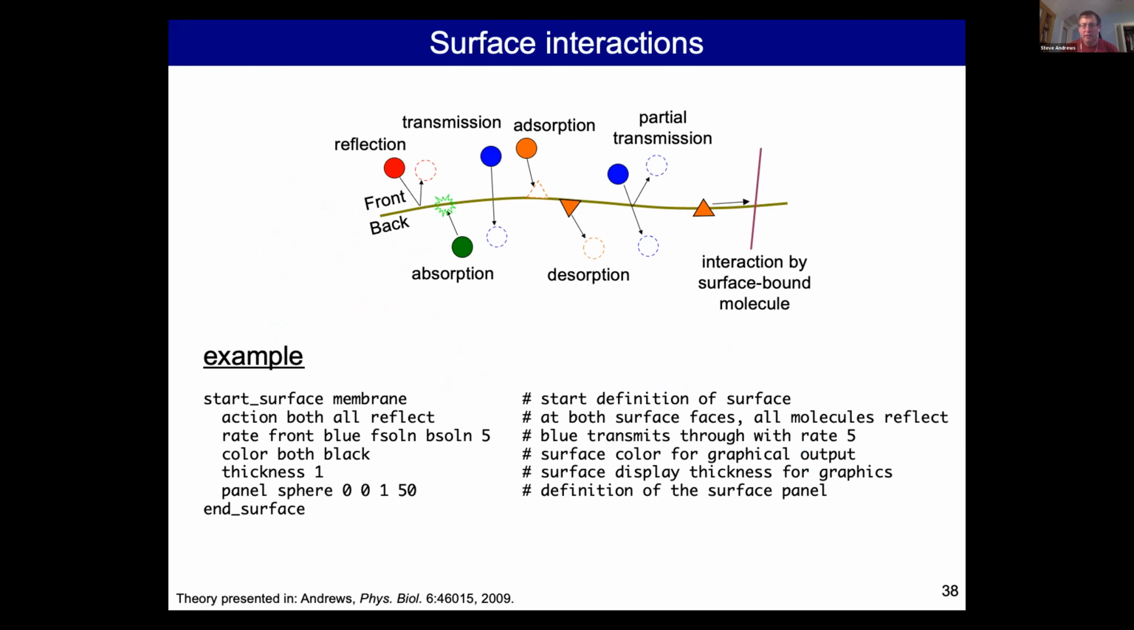On the surfaces, a lot of interactions are possible. Here's a surface, here's molecules. They can reflect off surfaces, transmit through surfaces, absorb into surfaces, adsorb, desorb, transmit partially with some reflection, some transmission, or a surface-bound molecule can hit another surface and interact there. So lots of inputs the user can give that say how to make surface interactions as you want them.